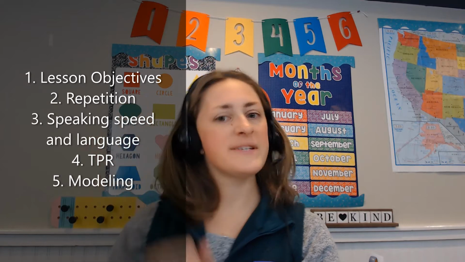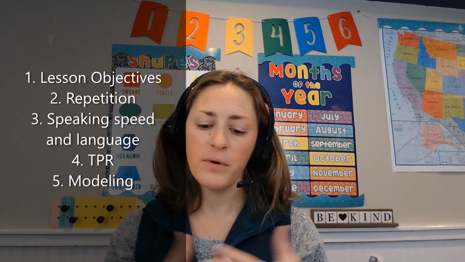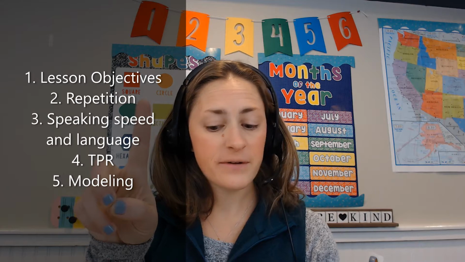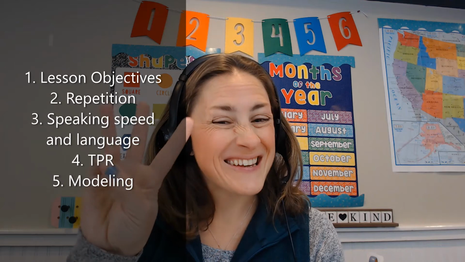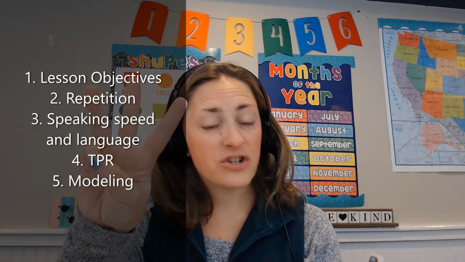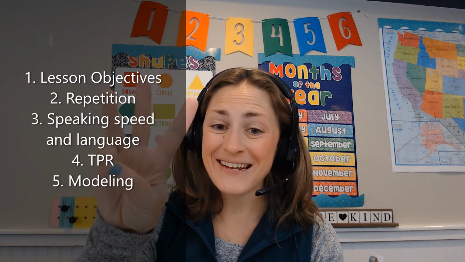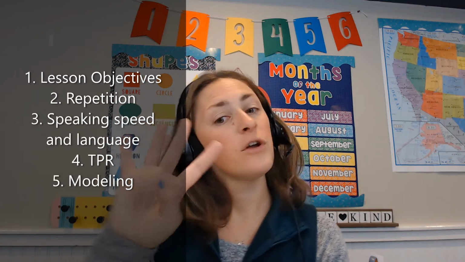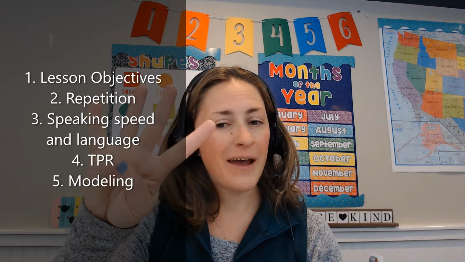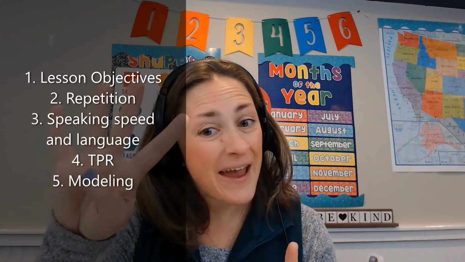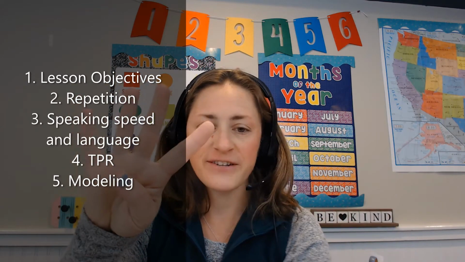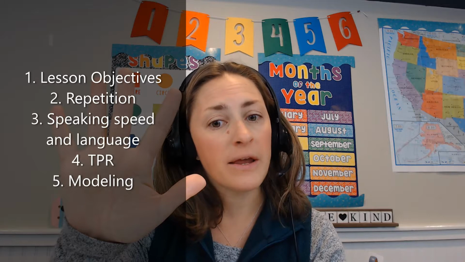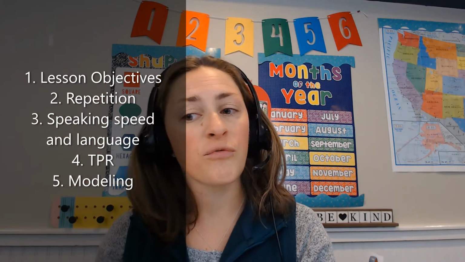The 5 items that VIPKid is going to review with you are the lesson objectives, using repetition during your classes, your speaking speed, and the language that you will use while teaching young kids a second language, the use of TPR, and if you don't know what TPR is, it's okay. You will begin to learn, and as you teach, you will learn more and more strategies. And then the 5th is modeling, how to model for students the correct way to form a sentence.